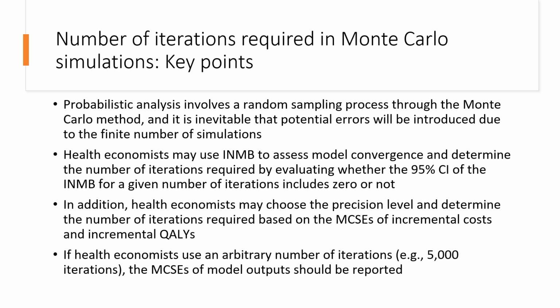Health economists may use incremental net monetary benefit to assess model convergence and determine the number of iterations required by evaluating whether the 95% confidence interval of the incremental net monetary benefit for a given number of iterations includes 0 or not. In addition, health economists may choose the precision level and determine the number of iterations required based on the Monte Carlo standard errors of incremental costs and incremental CALIs. If health economists use an arbitrary number of iterations, the Monte Carlo standard errors of model outputs should be reported.